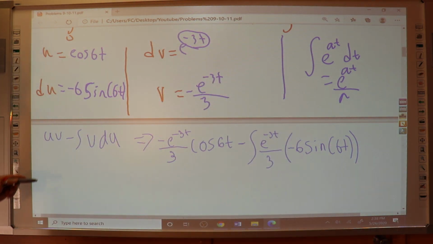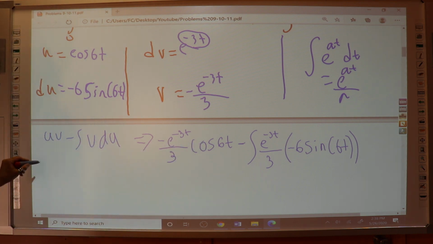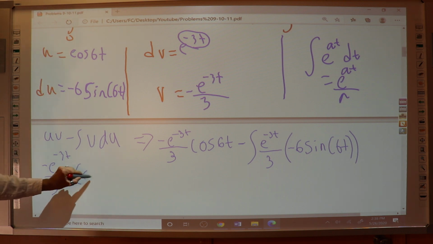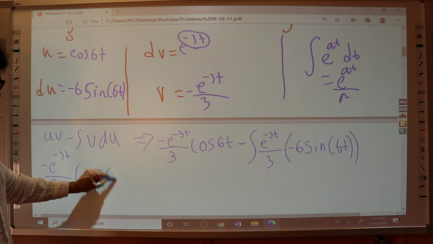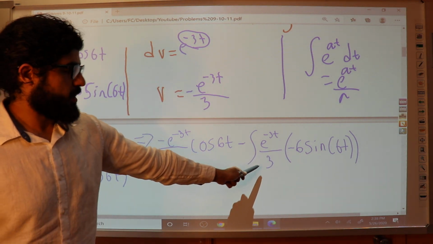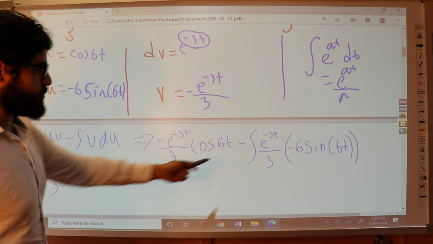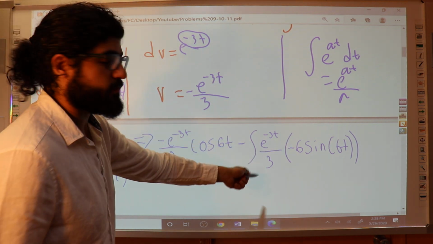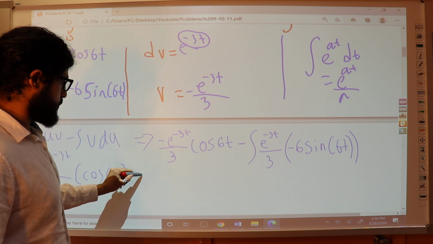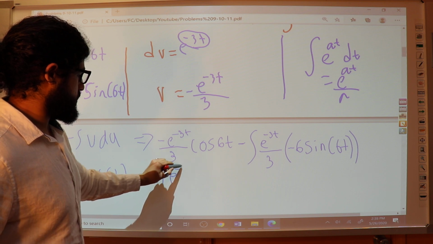Now small handwriting. So now we're going to continue on to the next step. This pretty much stays the same: negative e to the negative 3t divided by 3 times cosine of 6t. Here we got a 6 and we have a 3, and they're multiplied together, so you can pull that out. 6 divided by 3, you can put it outside of the actual integral. 6 divided by 3 is 2. So we're going to put minus 2 integral e to the negative 3t.